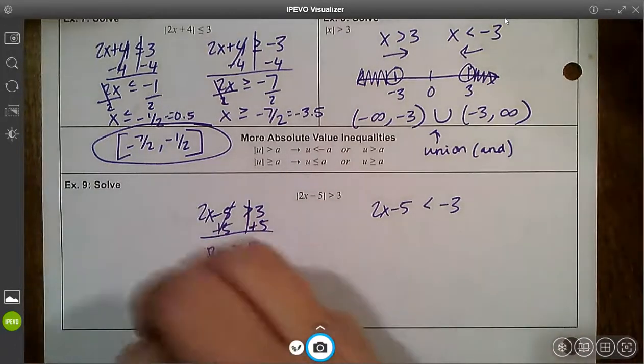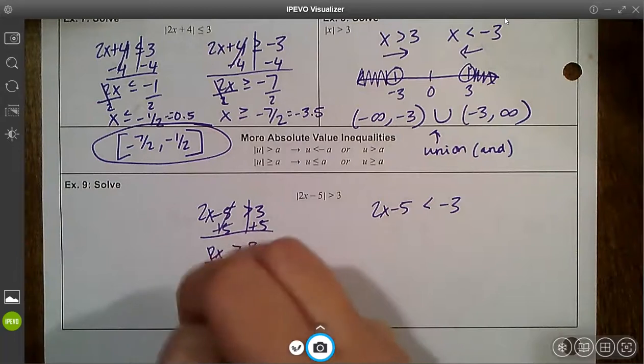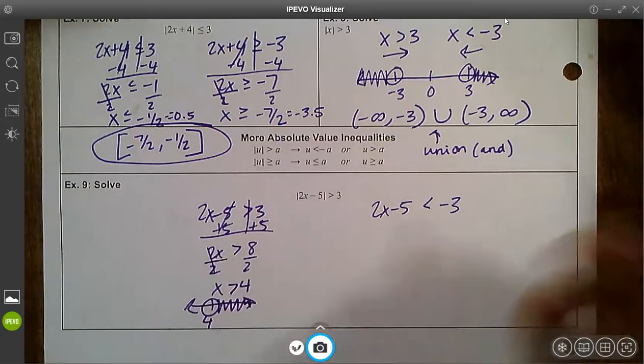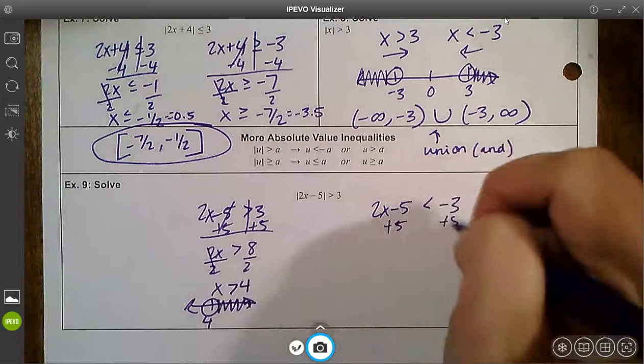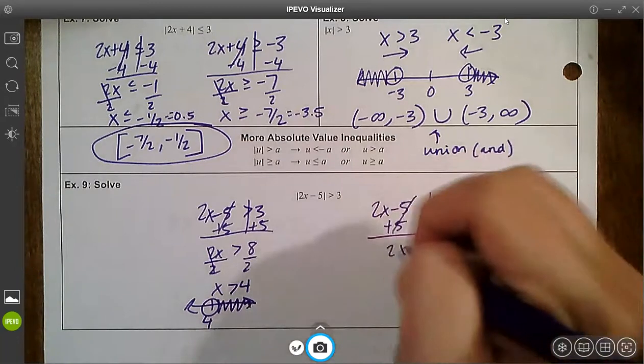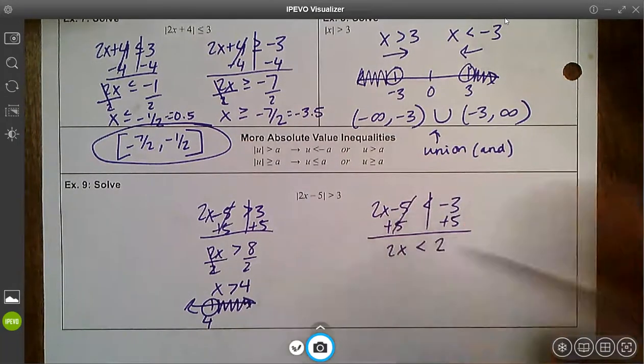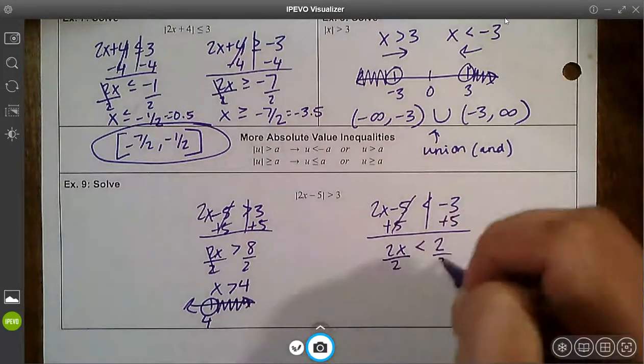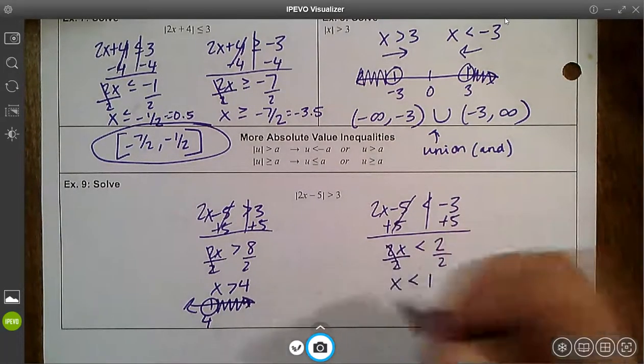So if I were to graph that on a number line, I'm going this way. Add my 5 to both sides. 2x is less than 2. Divide both sides by 2. X is less than 1.